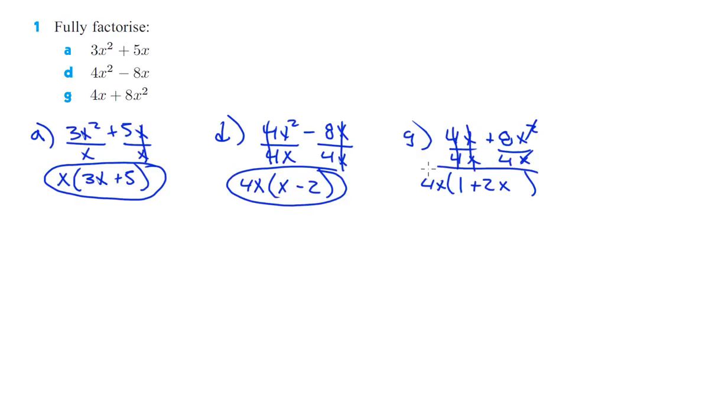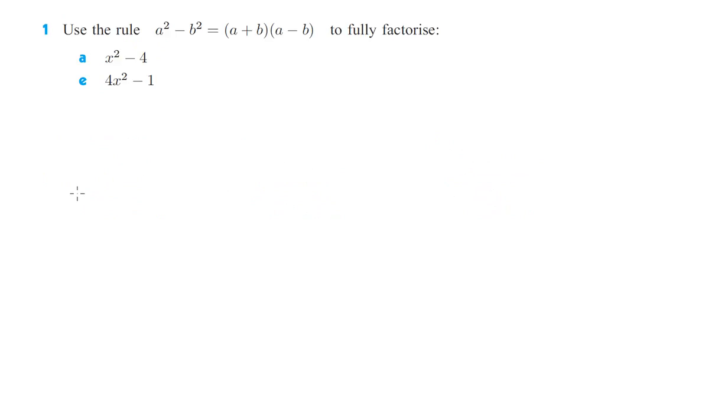Okay. Now, remember how we said we can always double check to make sure that we have it right. 4x times 1 is 4x. And then 4x times 2x is 8x squared. That 1, we have to keep that 1 in there, otherwise this 4x will magically disappear, and we don't want that. All right?